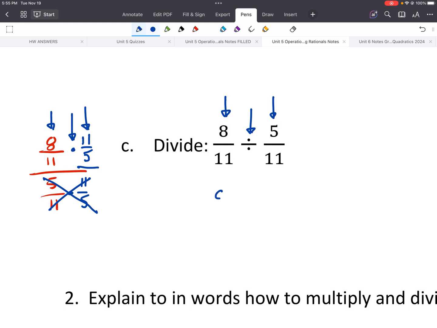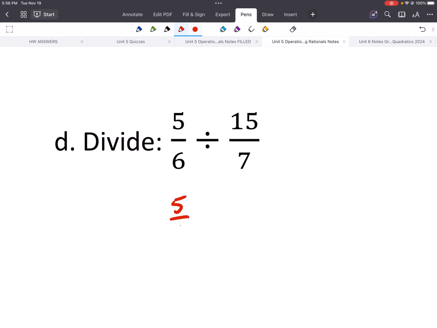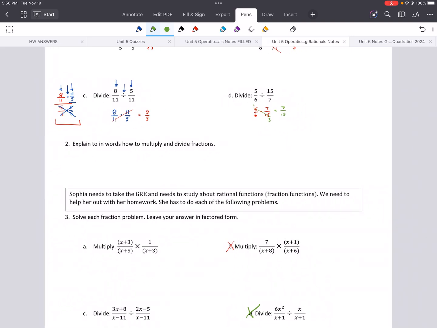Okay, so here we would just have 8 over 11 times 11 over 5, and then we can cross reduce, so we just get 8 over 5. Okay, so that's more like the reason why, but we can just do keep, change, flip. Here is another example: 5/6 times 7/15, and then again we can reduce. This would be 1 over 3, and then multiply across. So 7 over 18.